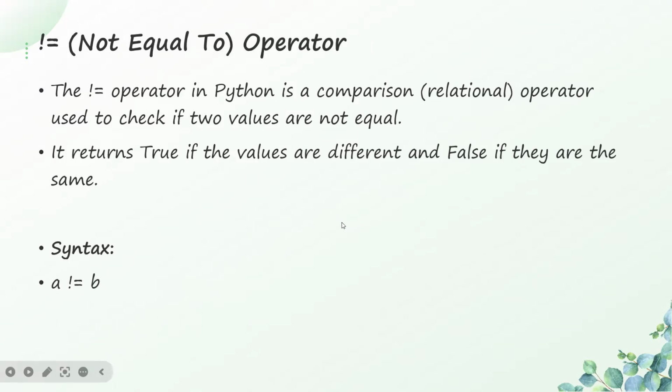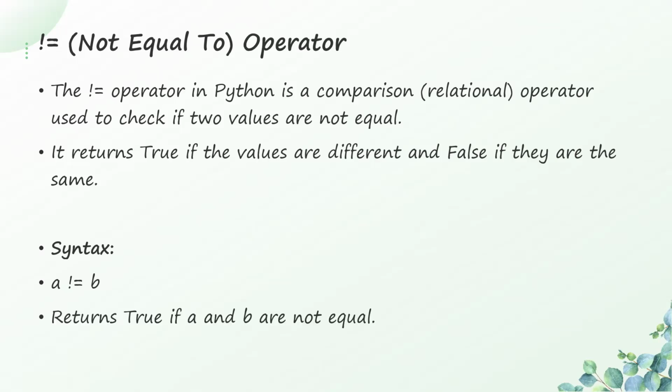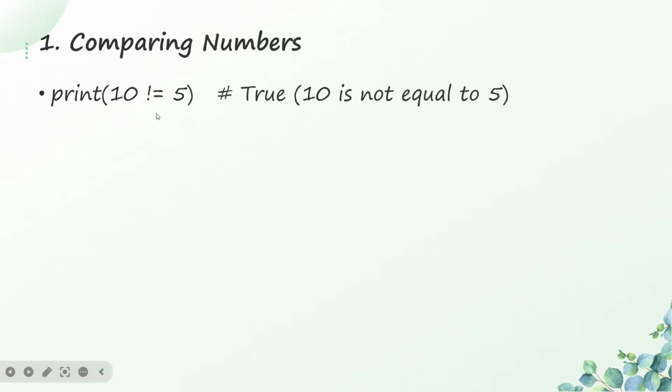So when I say A not equal to B, if A is 8 and B is 5, they are not equal, so it will return true. But if A is 5 and B is 5, they are equal, so this not equal to returns false. So it will return true if A and B are not equal. We are just trying to check, are they not equal? That's what we are concerned about. If they are not equal, it will return true, but if they are equal, it will return false. Almost the same thing as the equal to, but here we are checking, are they not equal?